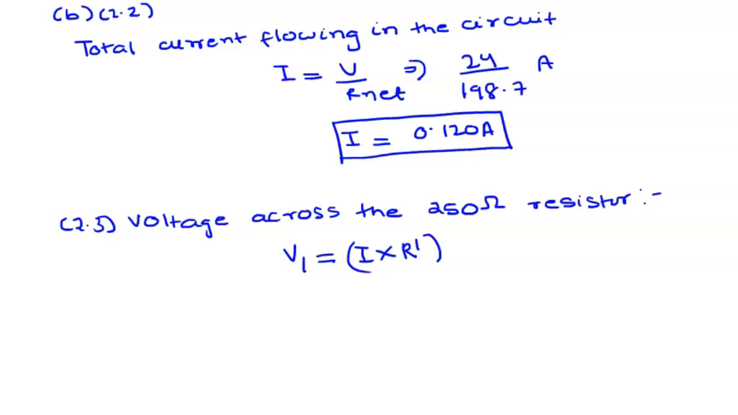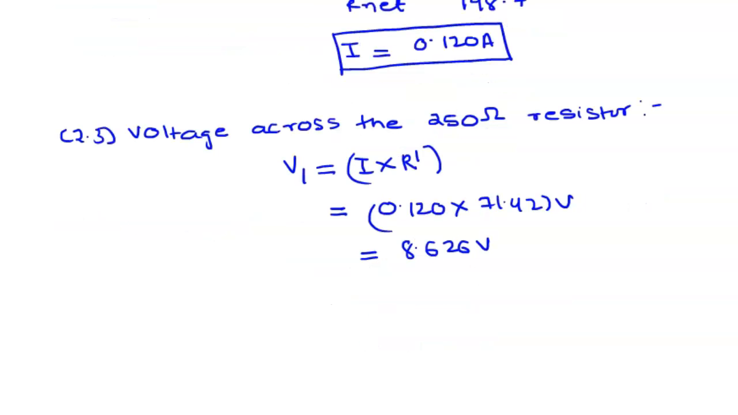So that is I multiplied by R dash, which is equal to 0.120 multiplied by 71.42 volt, and this we get to be equal to 8.626 volt.